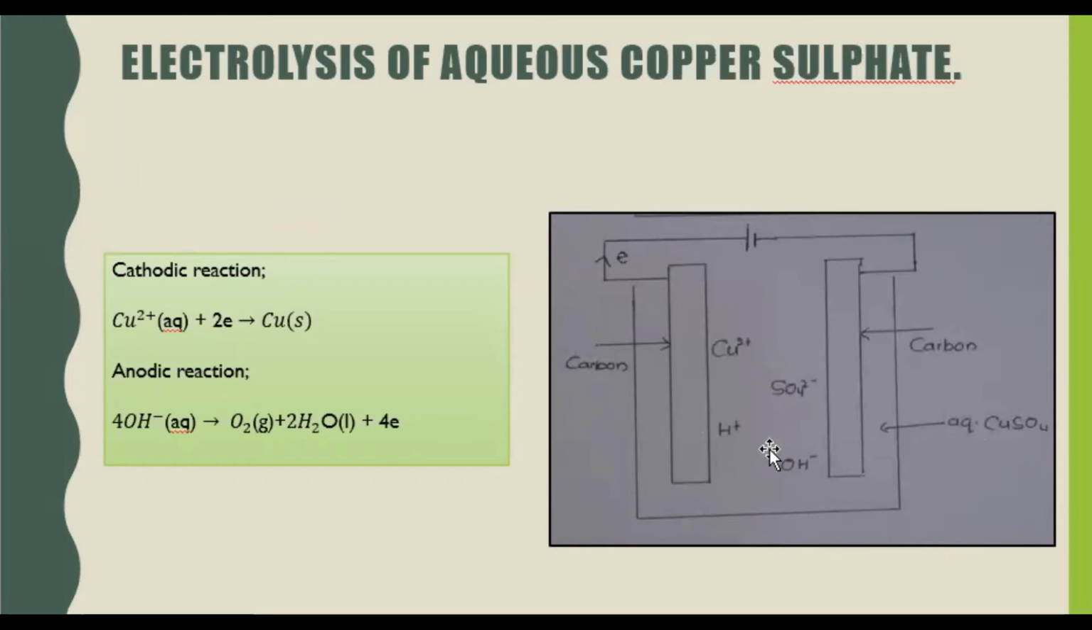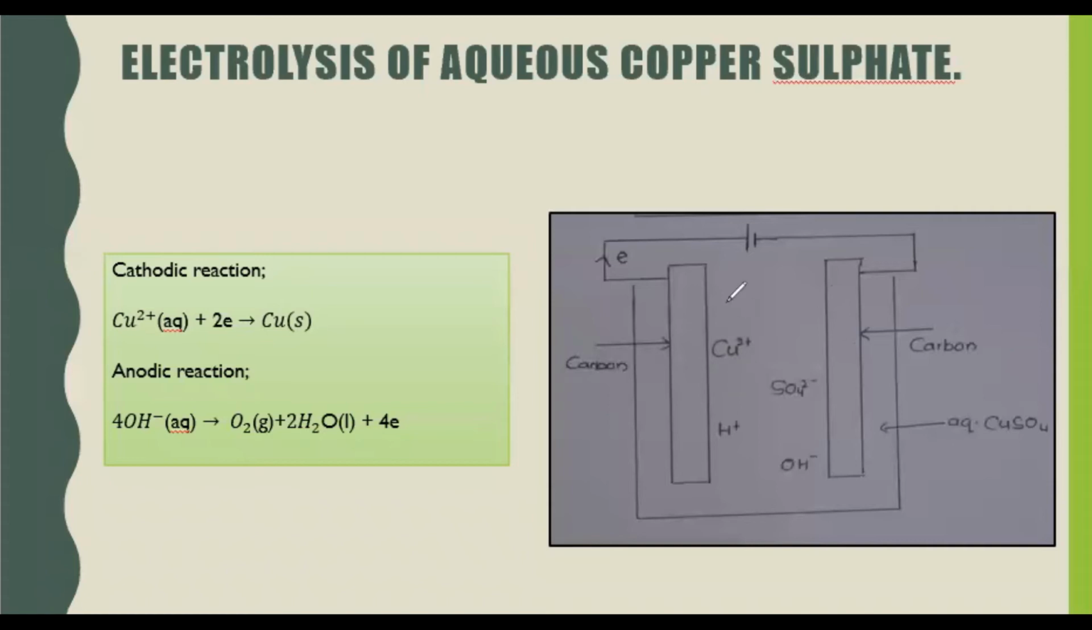Water is present. So because water is present, the water molecule will break into H plus and OH minus. And copper sulphate will break as Cu2 plus and SO4 2 minus. Now here also there are 4 ions, 2 positive ions and 2 negative ions. So here also you can find a competition as to who will go and get reduced, who will go and get oxidized.